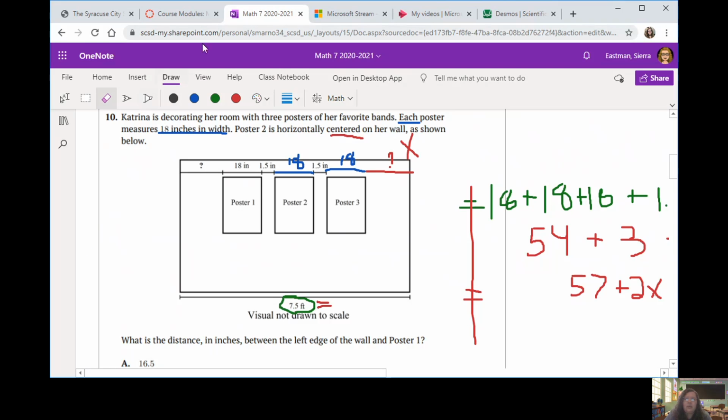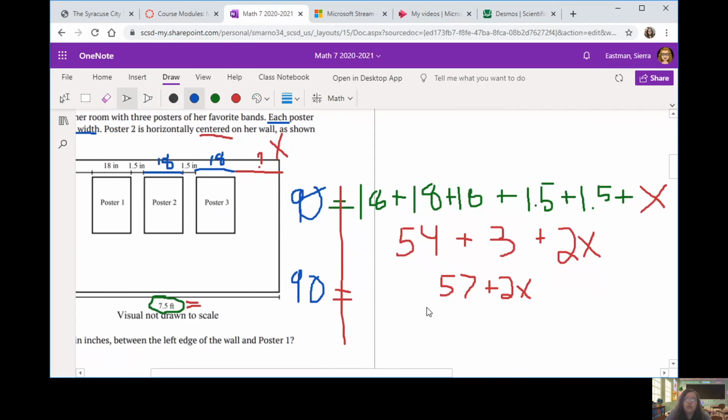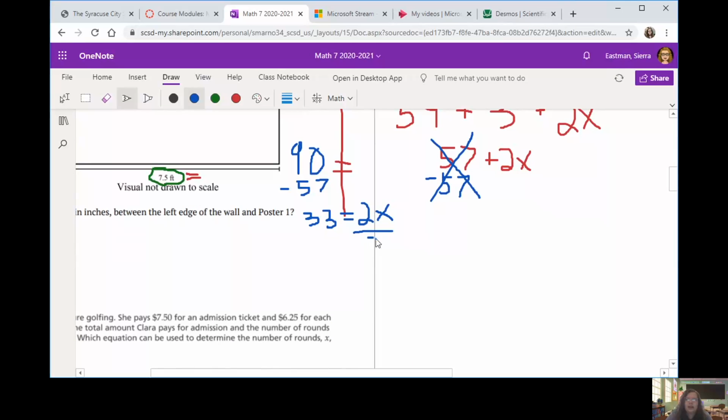So I found my small mistake. I went back. My total should actually equal 90. And now I can do those same steps and it should work out. I'm going to subtract 57 because I want to make it reduce to 0. I want to get rid of it. That should leave me with 33 equals 2x. So that's worth 2 question marks. I only want to find 1 question mark, so I'm going to divide by that 2.